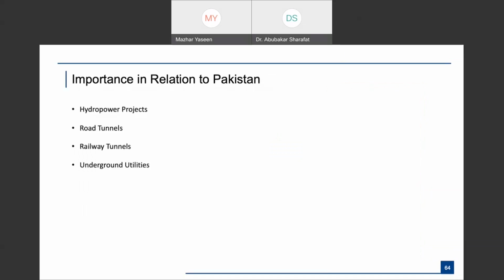Now, the importance in relation to Pakistan: BIM is now developing in Pakistan, and we're more concerned about the tunnels. There are a lot of hydropower projects currently in progress. I was privileged to work on one of the biggest, the Neelum hydropower project, one of the world's second largest hydropower projects in terms of tunneling. Then we are going to have Dasu hydropower, which also has tunnels. In Bhasha there are also tunnels, and even in Mohmand Dam there are small tunnels. Most of these hydropower projects have underground powerhouses.